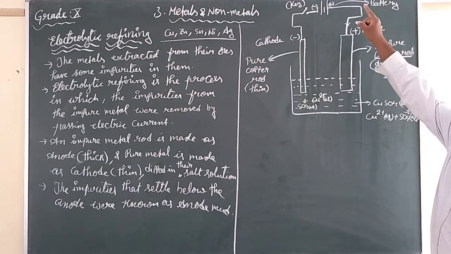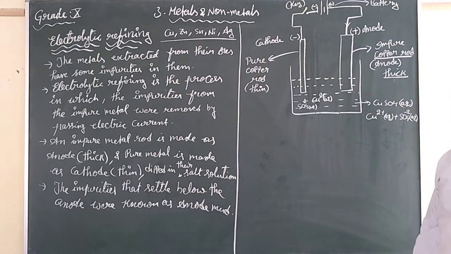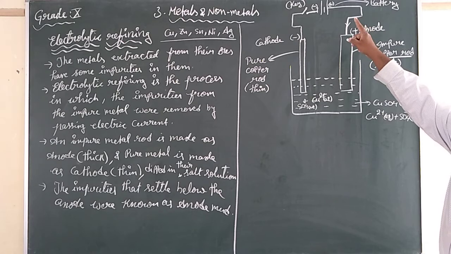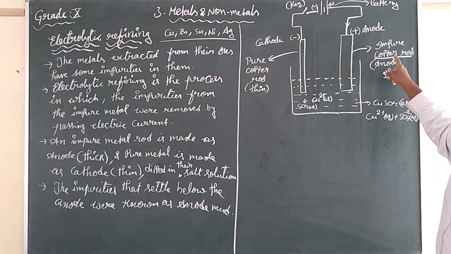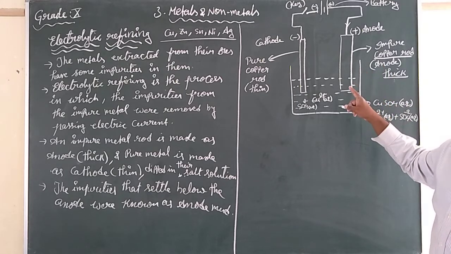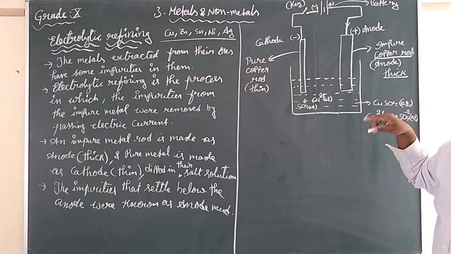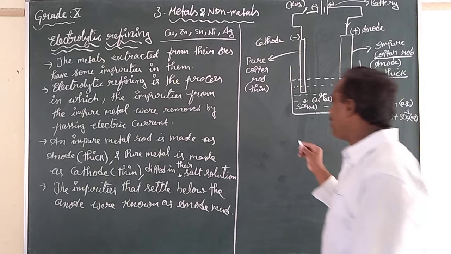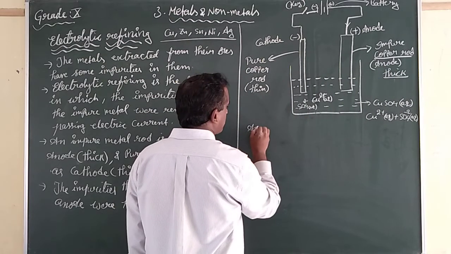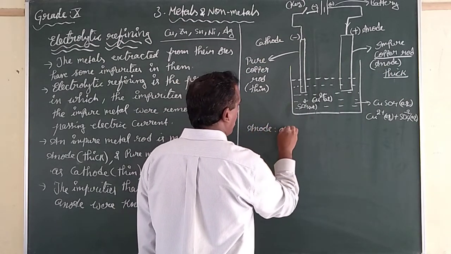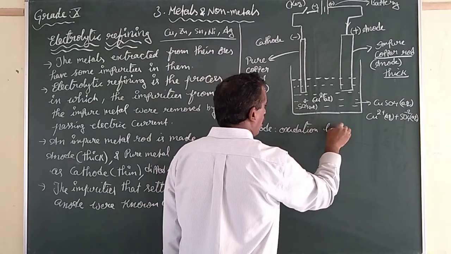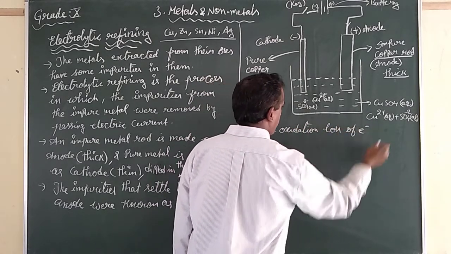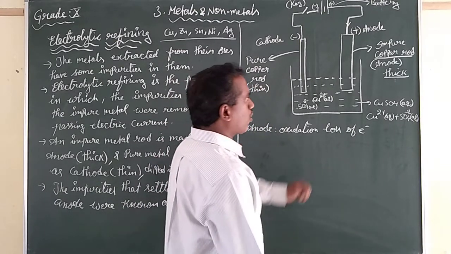Now once we turn on our circuit, at the anode, the impure copper from the copper rod will undergo oxidation. We have already learned, at the anode what will happen, children? At the anode, oxidation will happen. Oxidation means loss of electrons. Yes or no? Loss of electrons.